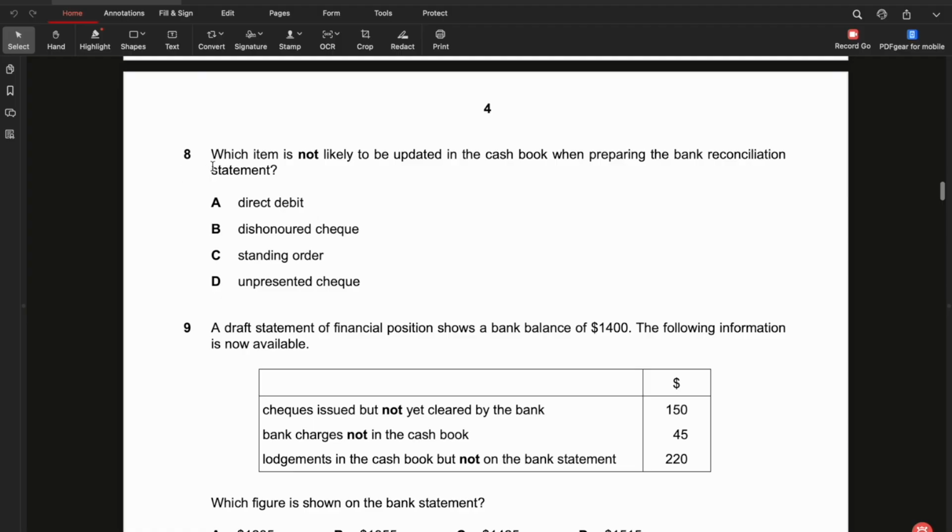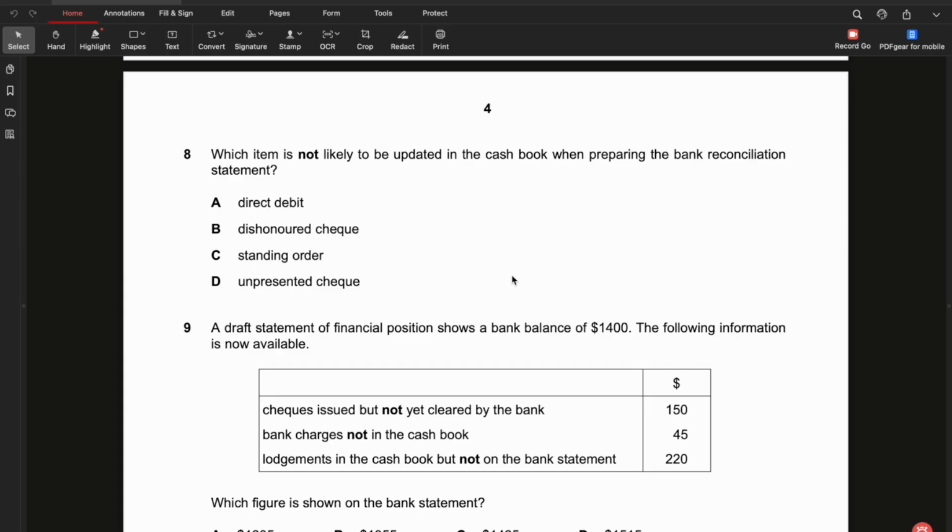Number 8. Which item is not likely to be updated in the cash book when preparing the bank reconciliation statement? So if you remember, when we prepare the bank reconciliation statement, we do it in 2 stages. First, we update our cash book. We compare the cash book and the bank statement. Whatever entry is not recorded in the cash book from the bank statement, we record them. Okay, that is updating the cash book. And second stage, we prepare the reconciliation statement, in which we write those entries which are not recorded in the bank statement from the cash book.